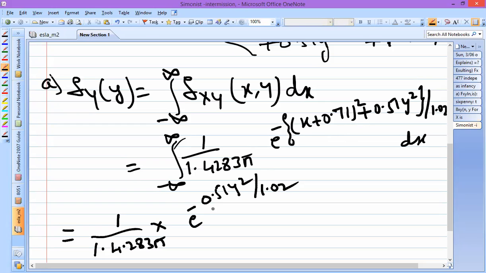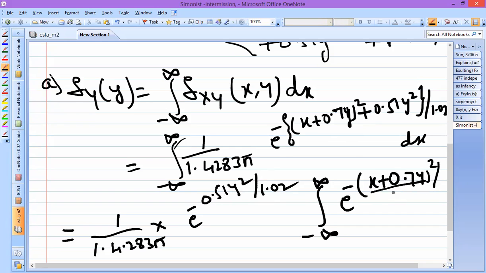So here along with this 0.51 y square, take 1.02 also along with the exponential term. So inside the integral, minus infinity to plus infinity, exponential minus of x plus 0.7y, here I have written 1, so 0.7y whole square by 1, or here I'll write 1.02, into dx.